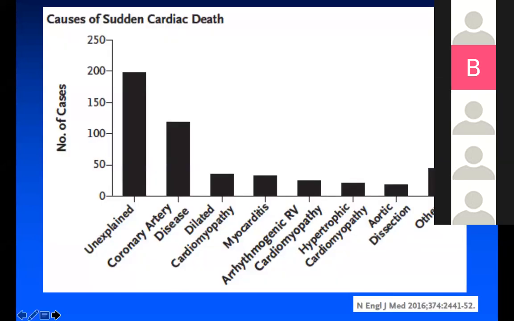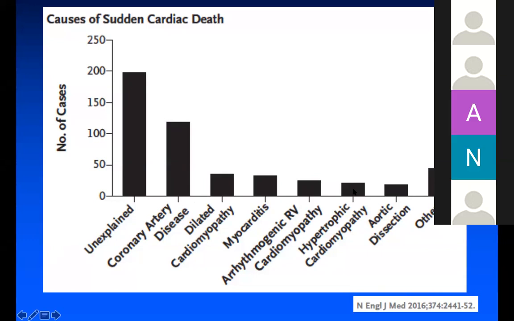Now, this is a recent paper by Chris Semsarian, looking at the cause of sudden death in young people in Australia. And you can see it's a more common cause of sudden death than HCM, even though HCM is 10 times more common.